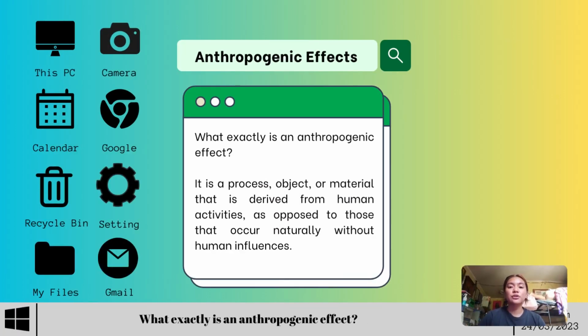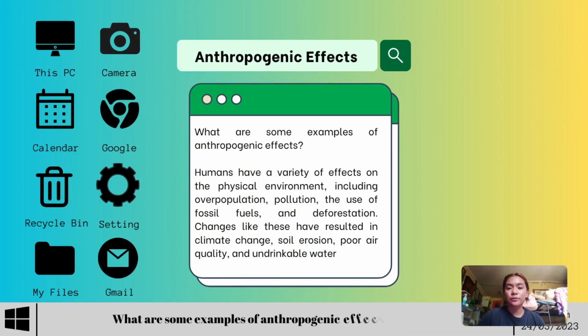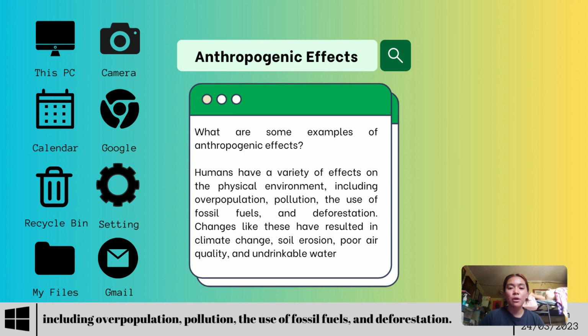What exactly is an anthropogenic effect? It is a process, object, or material that is derived from human activities as opposed to those that occur naturally without human influences. What are examples of anthropogenic effects? Humans have a variety of effects on the physical environment, including overpopulation, pollution, the use of fossil fuels, and deforestation. Changes like this have resulted in climate change, soil erosion, poor air quality, and undrinkable water.